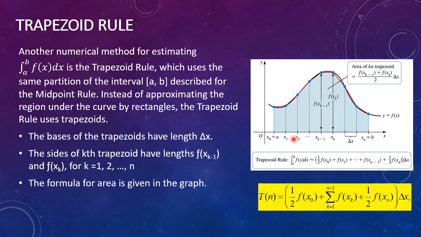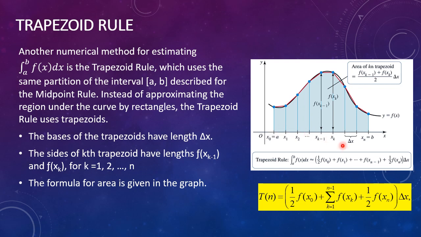The formula for the area of each trapezoid is given by the graph, this up here, the area of the kth trapezoid. And notice what this is: the height of the left side plus the height of the right side divided by 2 times the length of the base. So the left side plus the right side, half of that, times the base. I think I might have just said divided by.